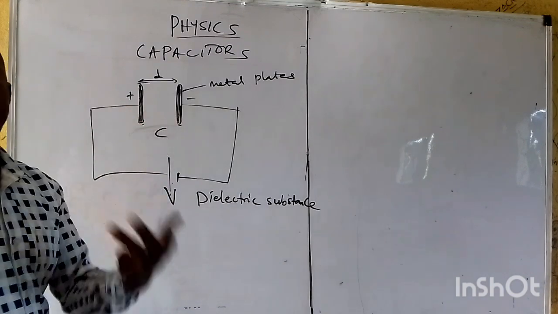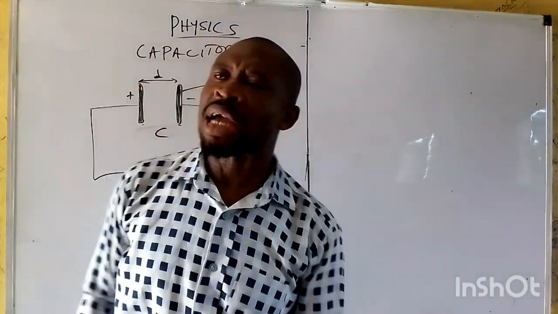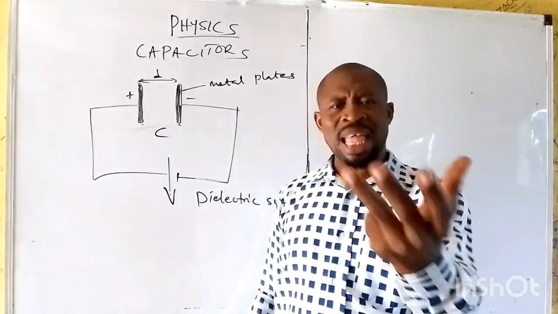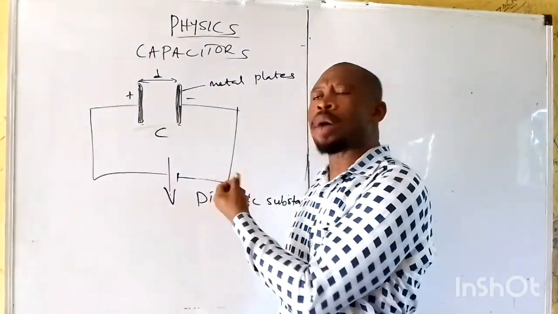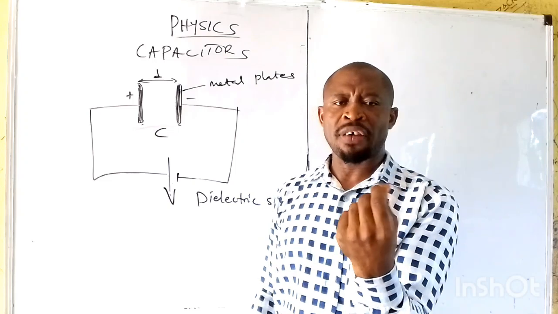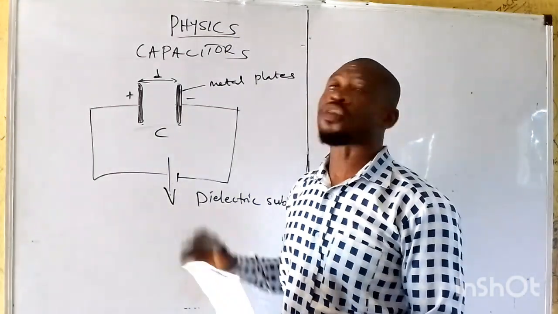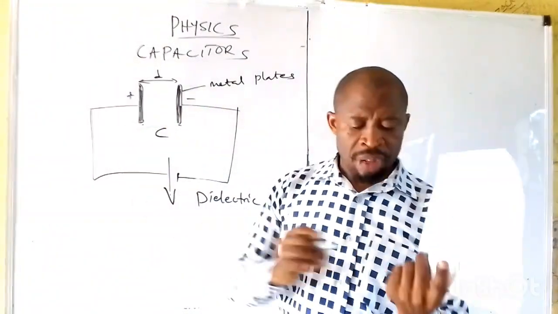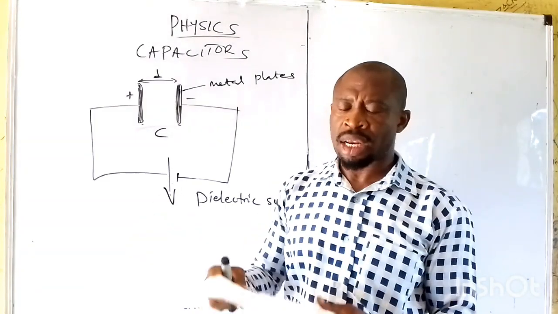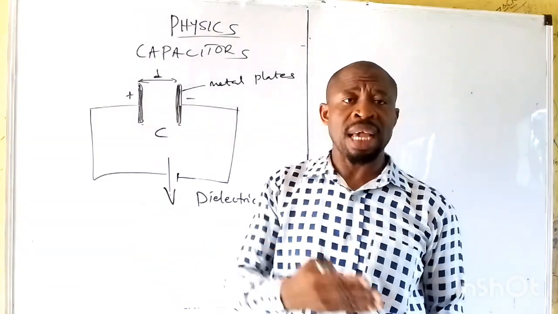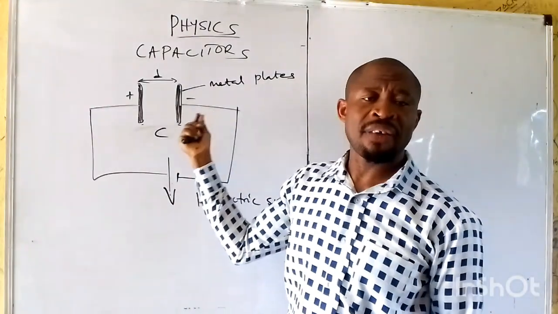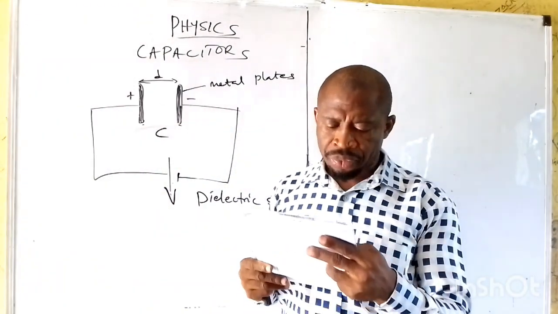Capacitors can come in different shapes and sizes. There are metal ones, and there are some that come in paper form. Of course, they are found in our electrical gadgets, electrical devices, even our generator sets.